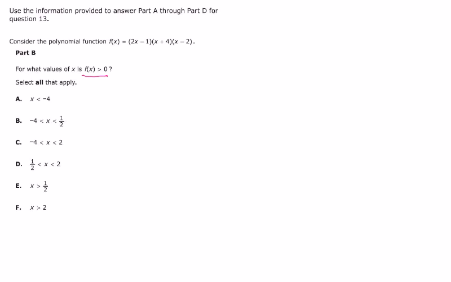Alright, so now first let's find out where f of x equals 0, right? So I'm going to consider, okay, well, if I want to figure out where it's more than 0, let me figure out where f of x equals 0. Okay, so what I want to do is plug 0 in for f of x. So instead of f of x, I want to put a 0 there. Okay, so 0 equals 2x minus 1, x plus 4, x minus 2.